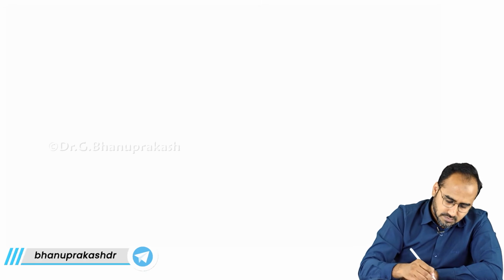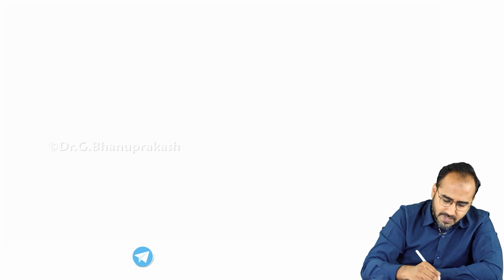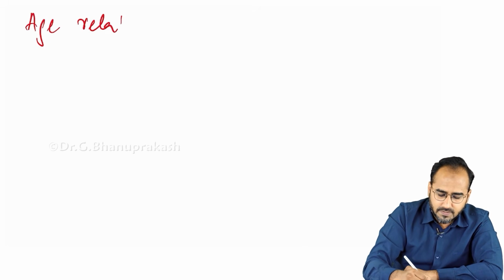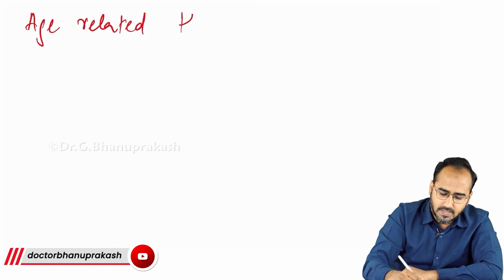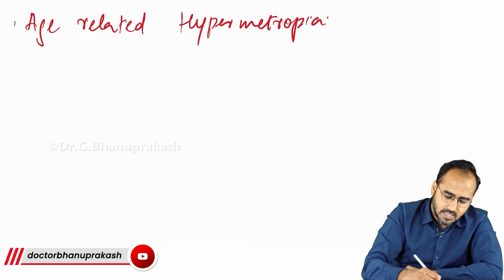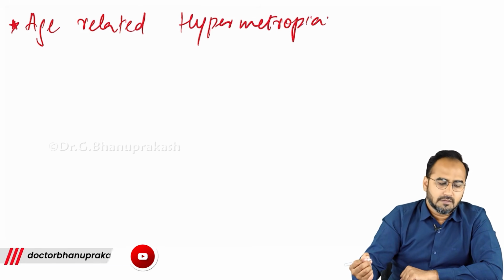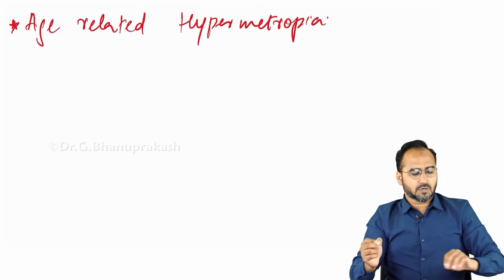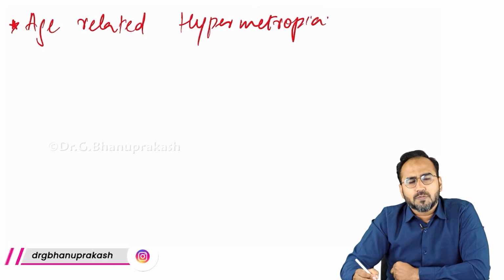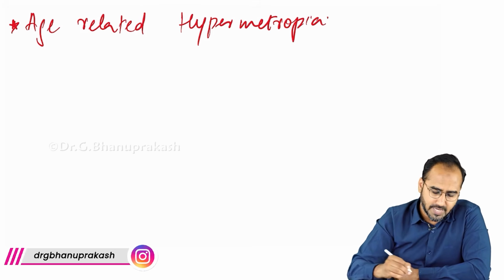Okay. So just write there, guys, presbyopia means age-related hypermetropia. Presbyopia is age-related hypermetropia. Age-related hypermetropia is called what, guys? Presbyopia. So age-related hypermetropia is called presbyopia.